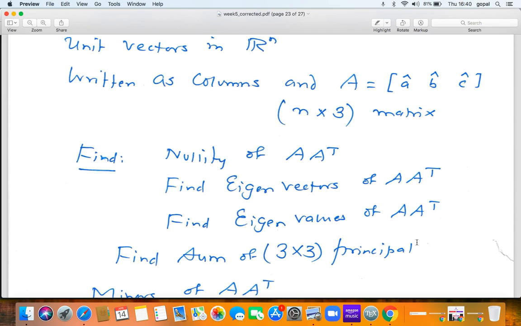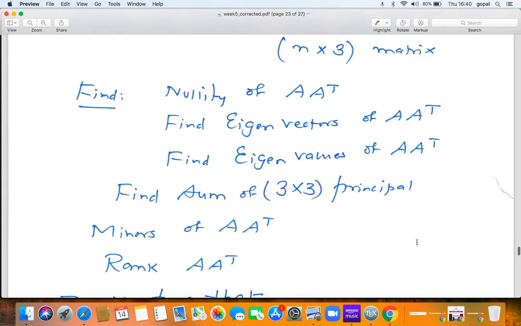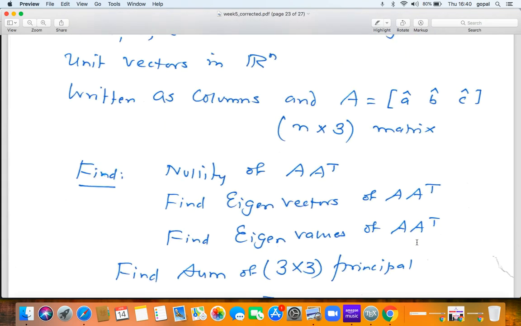Now let us try to find the eigenvectors of A A transpose. Suppose for example, let us calculate A A transpose of A cap. A transpose is a 3 cross n matrix and A cap is a column. You write down capital A transpose and you calculate capital A transpose A cap.